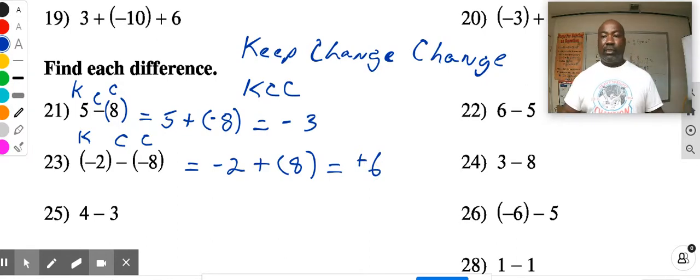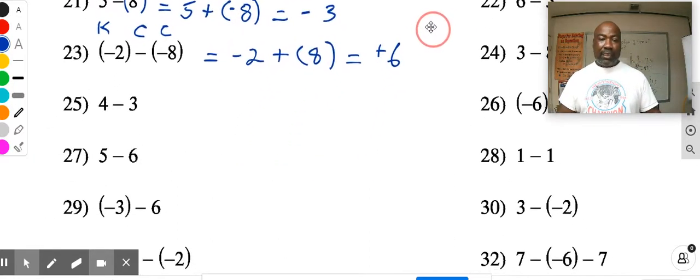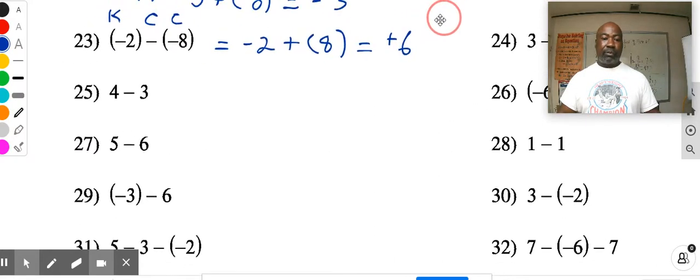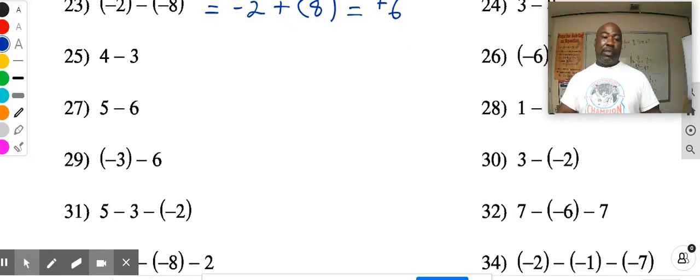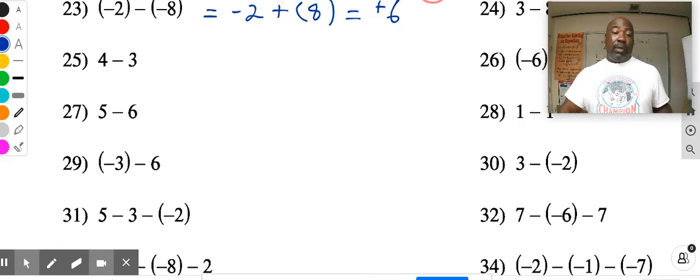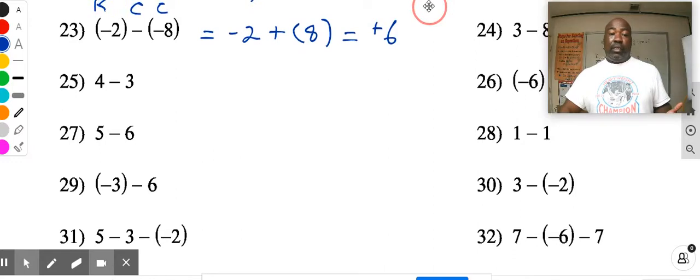Keep, change, change. Now let's do this again. Keep, change, change. We're going to do a few more until we kind of get this right here. Now, I'm going to show you how you use it with three integers right here. All right. Now let's get down to here.